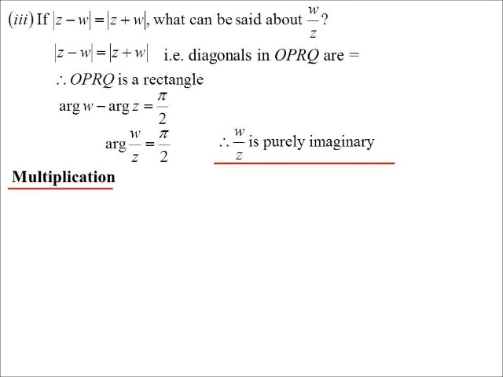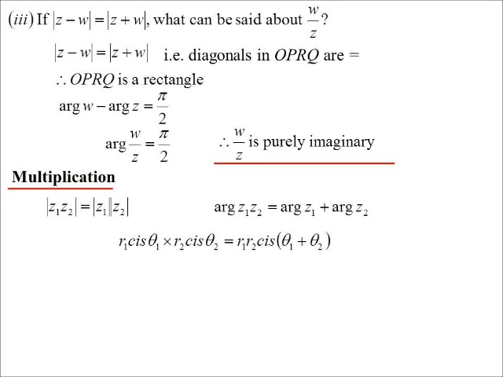Let's have a little bit of a look at multiplication. We saw this before, this idea that it doesn't matter which order we do it in, we can find the modulus first, then multiply, or vice versa. And we saw that when it came to the arguments, we actually added the arguments when we were multiplying. So as far as our picture goes, let's put it in mod arg form there. R1 cis theta 1 times R2 cis theta 2, we end up with R1 R2 cis theta 1 plus theta 2.